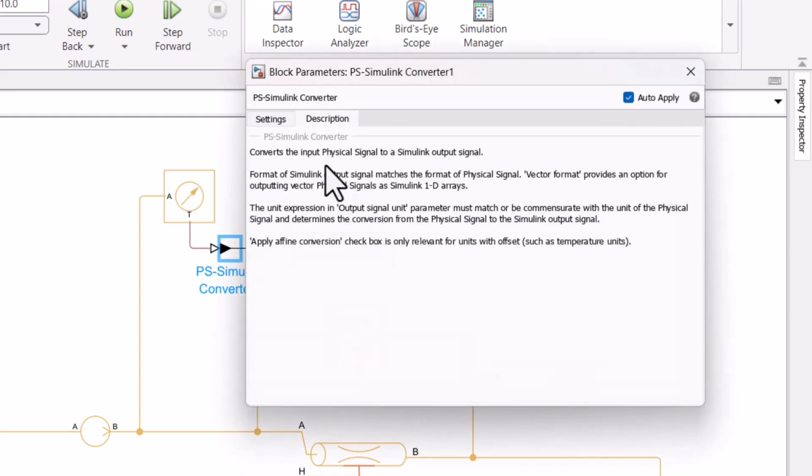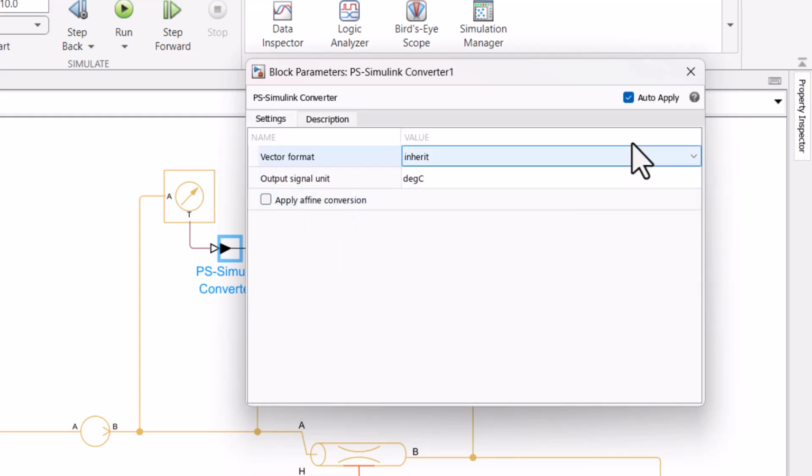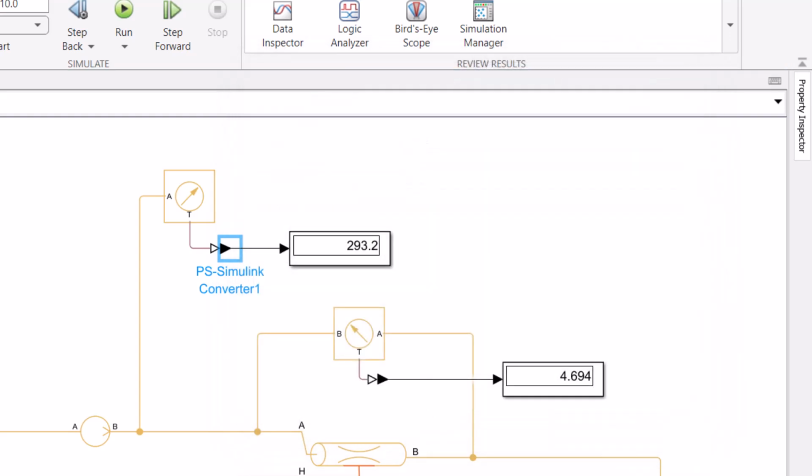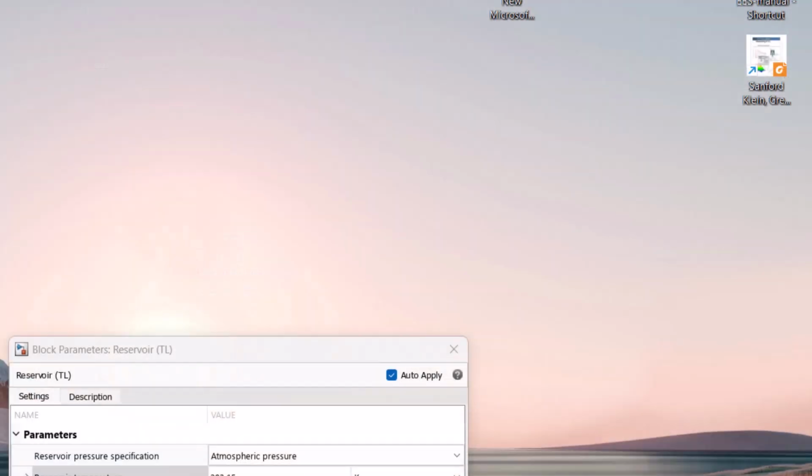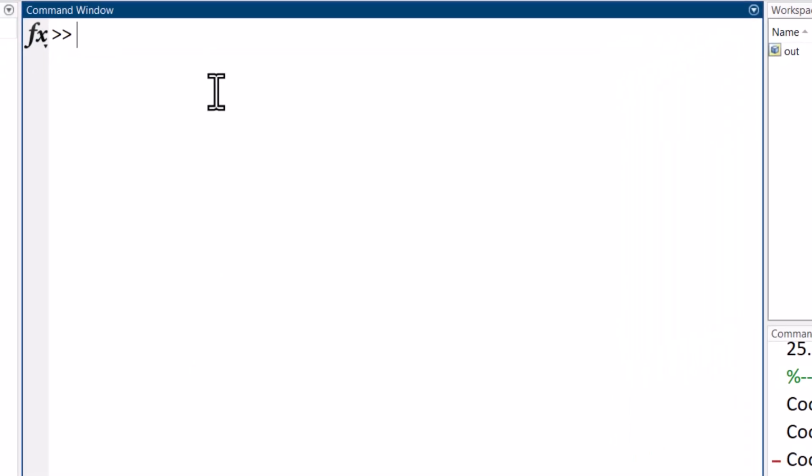You can see that in the description it says the apply affine conversion checkbox is only relevant for units with offset, such as temperature units. So when you have temperature units and you want to convert temperature units, you need to check the apply affine conversion. And it is talking about an offset. I want to tell you what it means by offset.